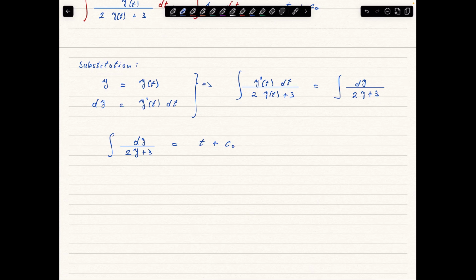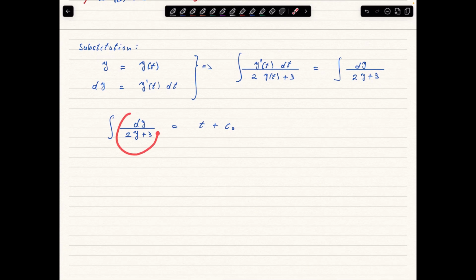So now what is the integral on the left side? Well, this is a natural log, isn't it? This is just the natural log of the absolute value of 2y plus 3. And I'm forgetting the factor 1/2 here, and also the fact that we have an additive constant, something like plus c1, that we could always absorb into c0, as we are going to do in a minute.